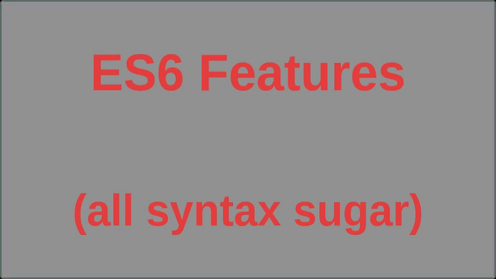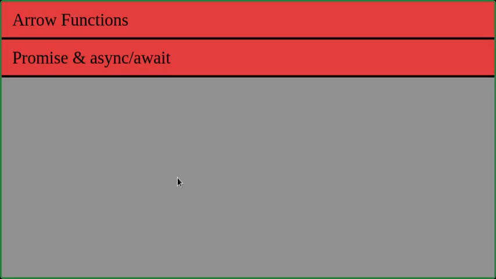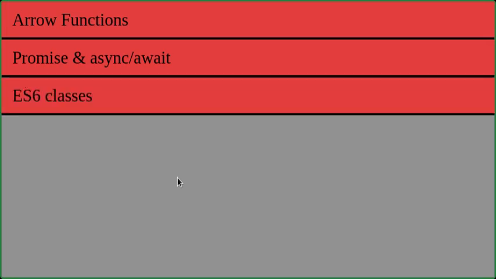Syntax sugar refers to a language feature that doesn't actually add any additional functionality to the underlying language, but changes the grammar so that you can maybe type something with a more convenient syntax. The examples that we're going to go through in this video include arrow functions, promises, and async await, which are the same thing, and ES6 classes.